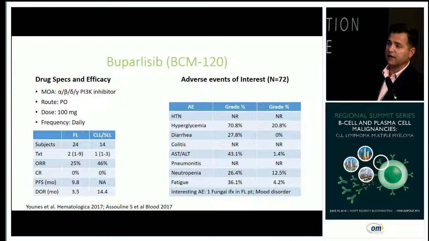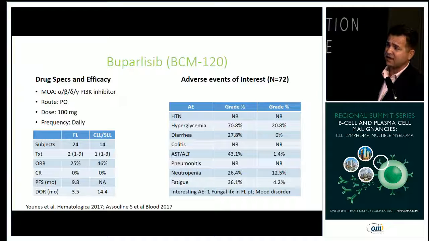You can see here it was studied not only in follicular lymphoma and in CLL, but in this population it was fairly less heavily pretreated compared to some of the other drugs, where it had an overall response rate of 25% in follicular lymphoma and 46% in CLL, SLL. You're going to see a common theme in CLL, SLL with these drugs is that there is a very high partial remission rate, but it struggles to obtain complete remissions, and I think that is something that is across the field in CLL, SLL based upon the response criteria often. So the PFS was 9.8 months, and the duration of remission in this drug was 3.5 months.